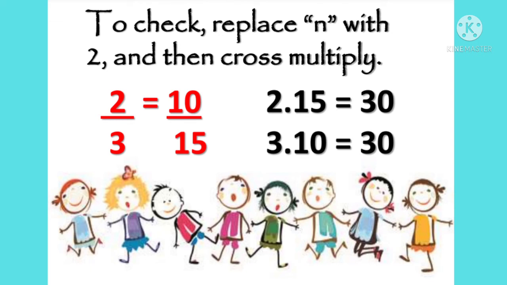To check, replace n with 2 and then cross multiply, just like what we did a while ago. Let's multiply. 2 times 15 is equal to 30. Another, 3 times 10 is equal to 30, which means that both ratios are in proportion or equal to each other.